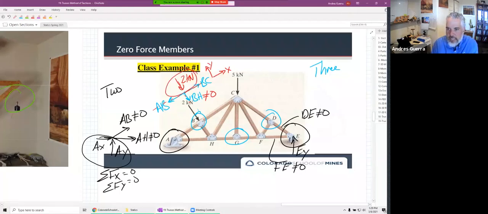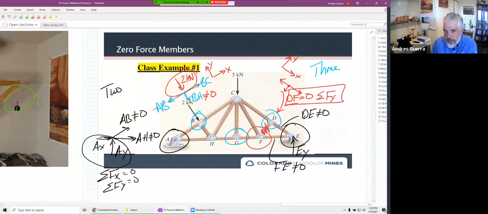Now, how about over here at D, which is very similar to B, but at D we don't have that 2 kilonewtons. So we're going to have these three forces, and when we sum forces on an inclined axis in the Y, we're going to find that DF is equal to zero. Okay, so let's destroy it. Oh, look at that. It just opened up F.